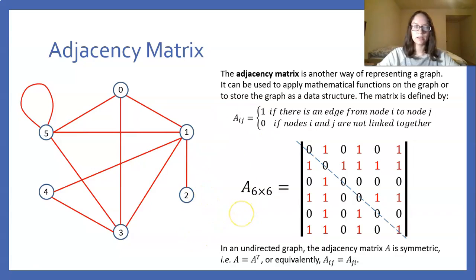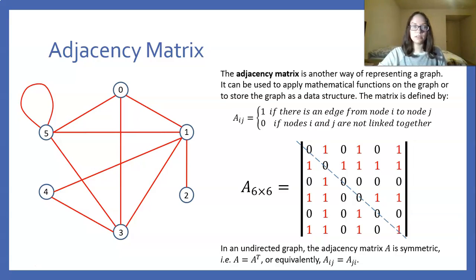by this. I'm sorry if my mouse is all over the place. I can't really see it when I move it. It is defined by an element of the matrix right here. So we put a 1 in the element Aij if there is an edge from node i to node j, and a 0 in the element if nodes i and j are not linked together. So if there is no edge between node i and node j.